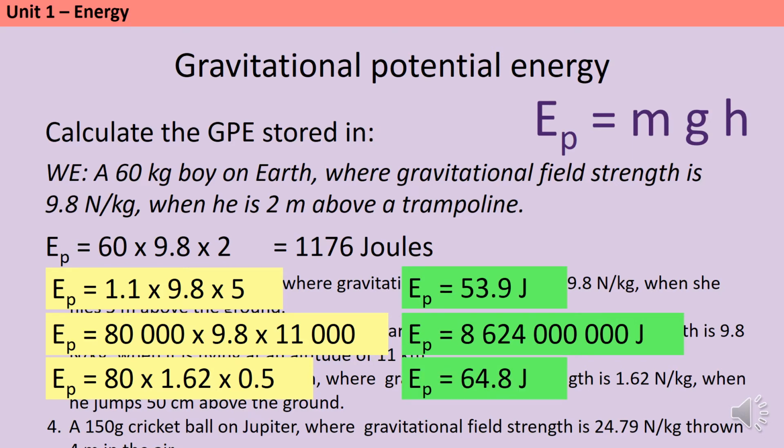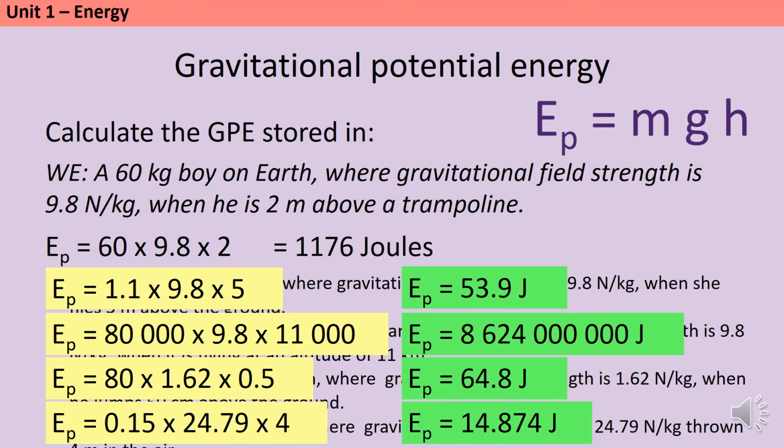And then finally, this cricket ball on Jupiter, the ball has a mass of 150 grams, but again, that isn't the standard international unit. So we need to convert to kilograms by dividing by 1,000. And that gives us a final answer of 14.874 joules.